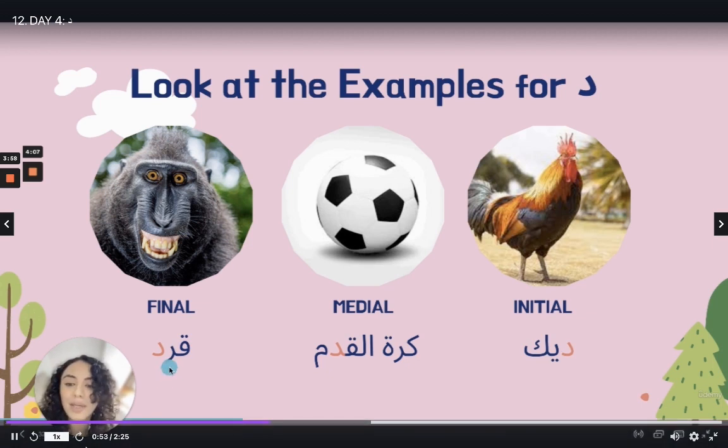It looks like I've given you an example right here. So let us look at some examples for dal. Here we see dal at the beginning of the word. Deek. Deek means rooster.